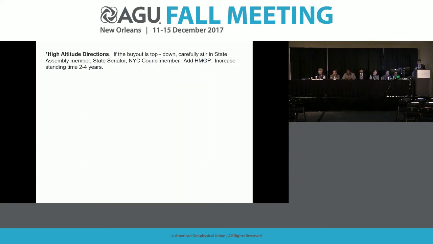So there's an asterisk here. This is the high altitude directions, I'm calling it. If the buyout is top down, so it's from the government officials down, you carefully stir in your state assembly member, your state senator, New York City council member, and you add HMGP, which actually does sound like a spice, but it's actually the Hazard Mitigation Grant Program.